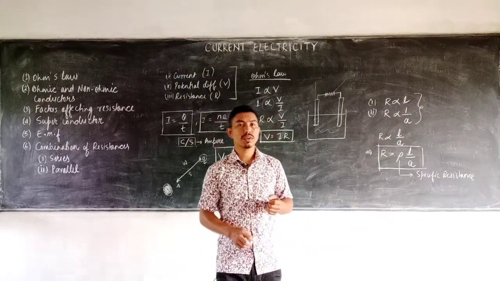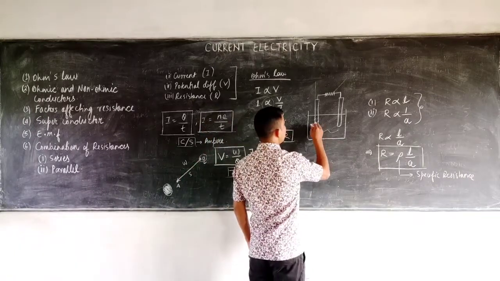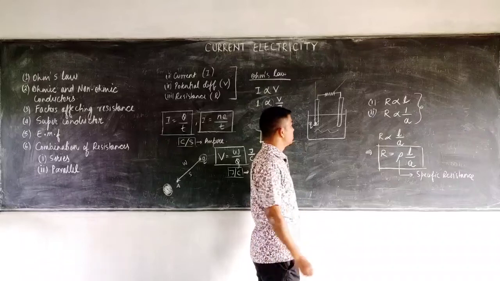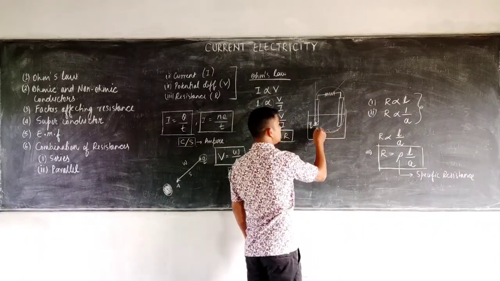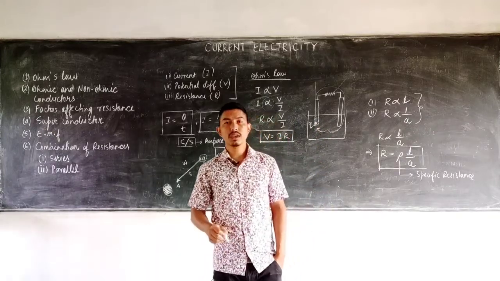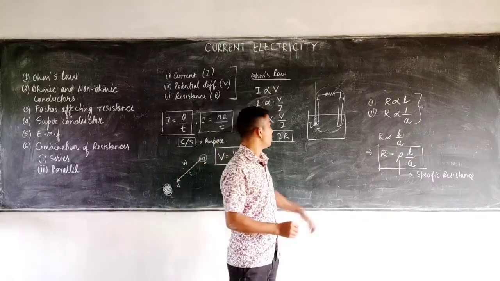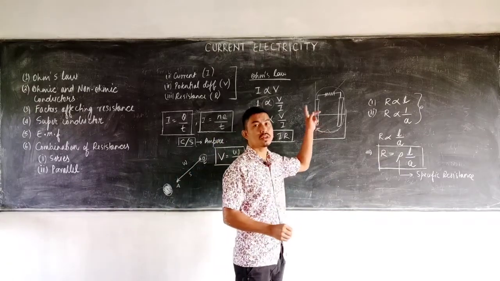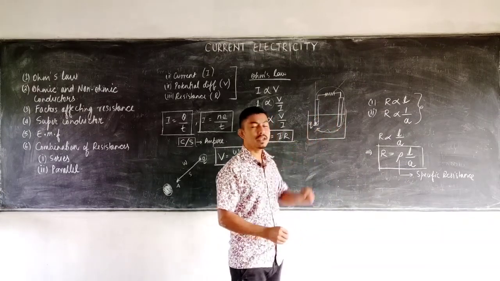There is also the other way of defining the EMF. Suppose I have a charge here, any charge Q. Now to move this charge around the external circuit and through the electrolyte, certain work is to be done. So the EMF can be defined as the amount of work done in moving a unit positive charge through the complete circuit. That means through the external circuit as well as the internal circuit.